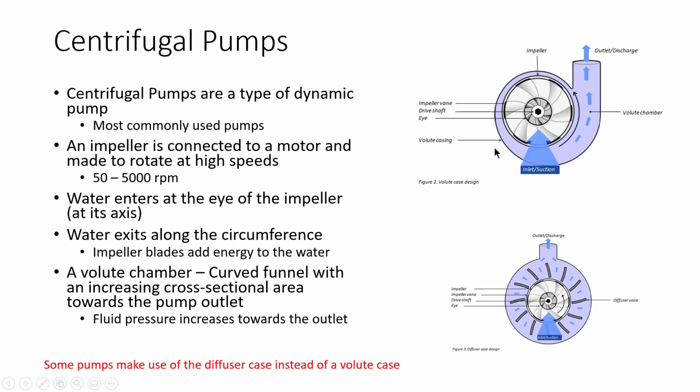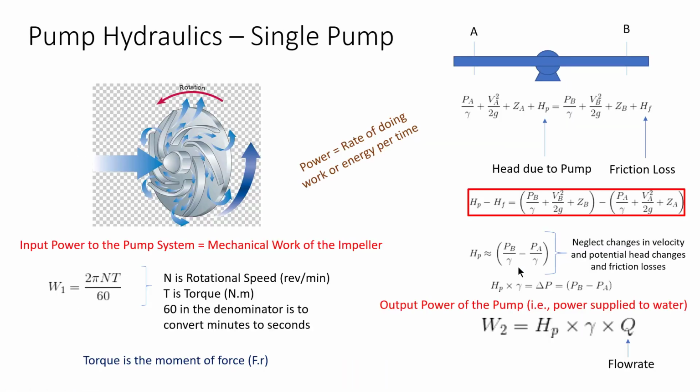So most of the times we use this volute chamber, which is basically a curved funnel type configuration with increasing cross-sectional area. But some pumps also make use of a diffuser vane, or a diffuser type case, where the impeller blades are slightly curved, they supply water, and then it discharges out. Depending on the geometry, we can use either a volute chamber or a diffuser chamber for our centrifugal pumps.